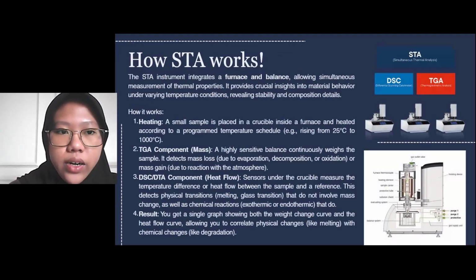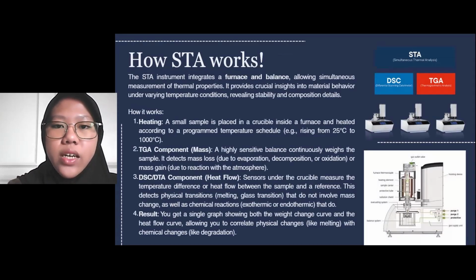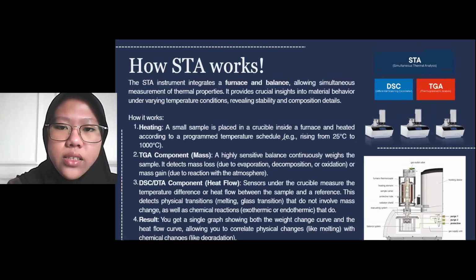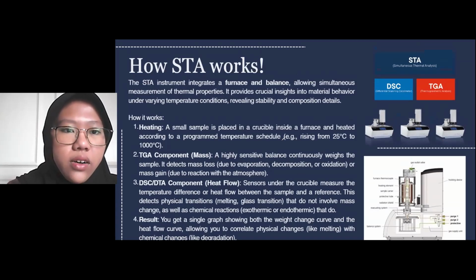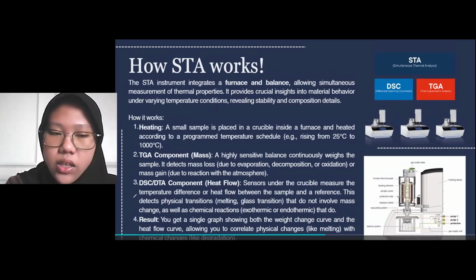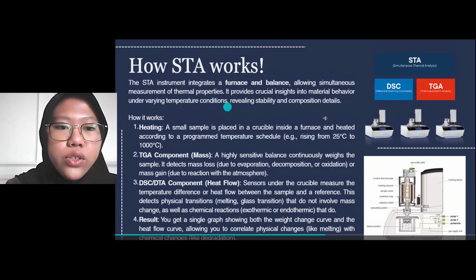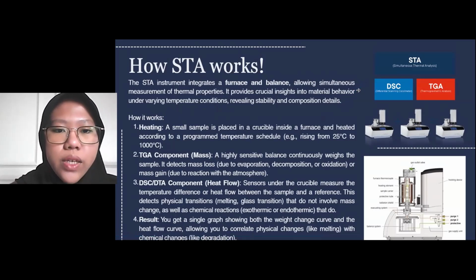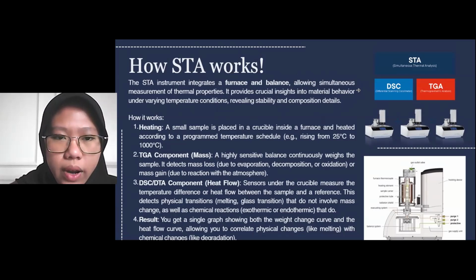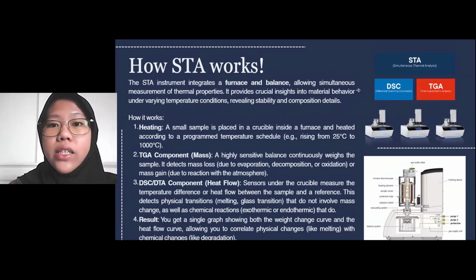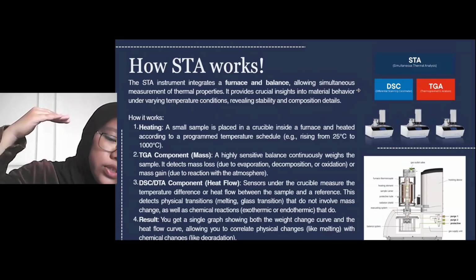How STA works is by integrating a furnace and a balance, allowing measurement of thermal properties. It provides crucial insights into material behavior under varying temperature conditions, revealing stability and composition detail. How STA works is, one, through heating. A small sample is placed in a crucible inside a furnace and heated according to a programmed temperature schedule. For example, rising from 25 to 1000 degrees Celsius.